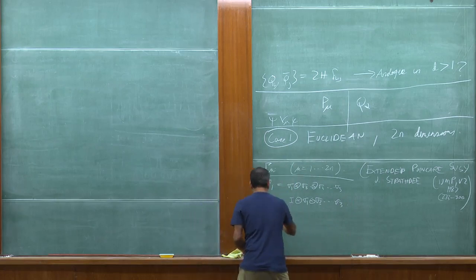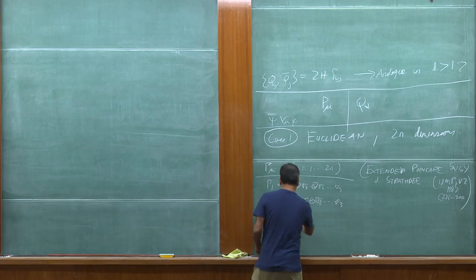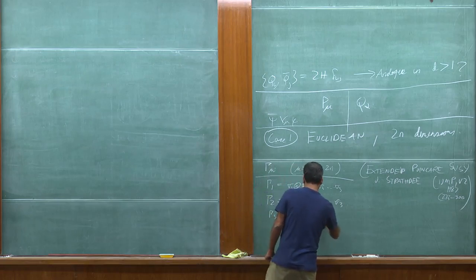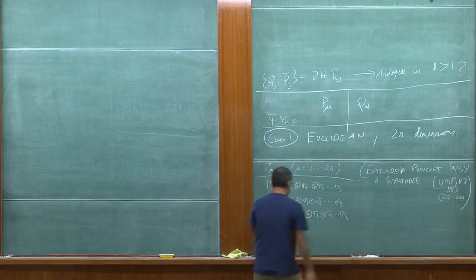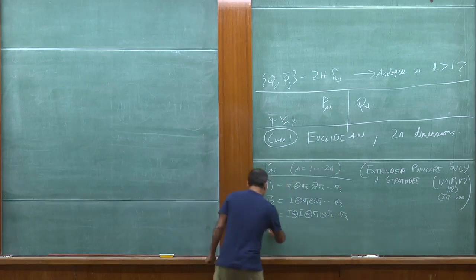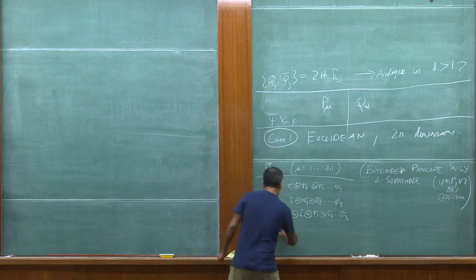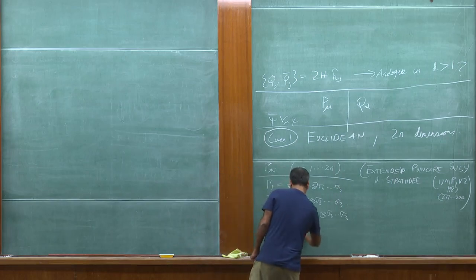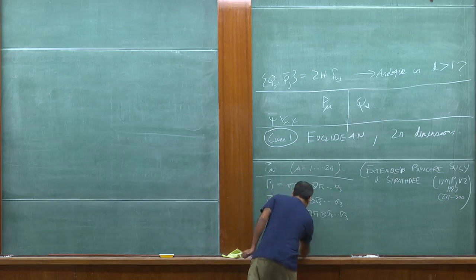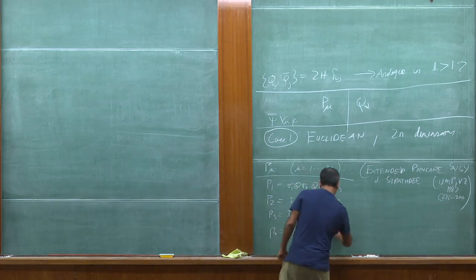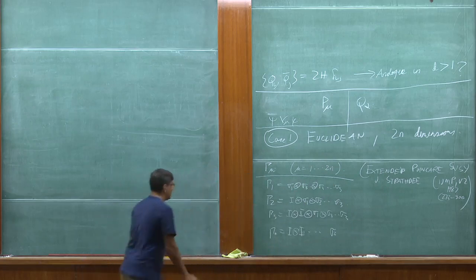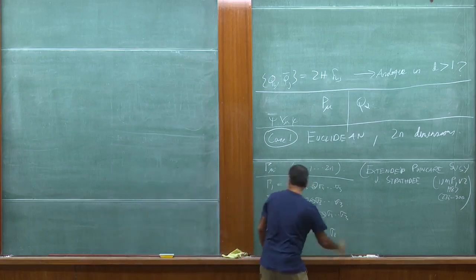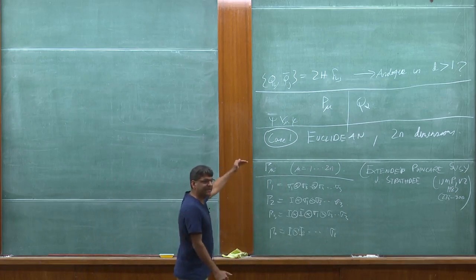And so gamma 3 will be equal to identity tensor identity tensor sigma 1 tensor sigma 3, and all the way up to gamma n, which is equal to identity tensor all the way to sigma 1. These are our first n gamma matrices.